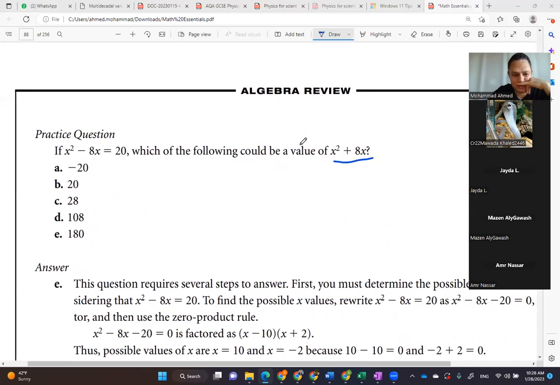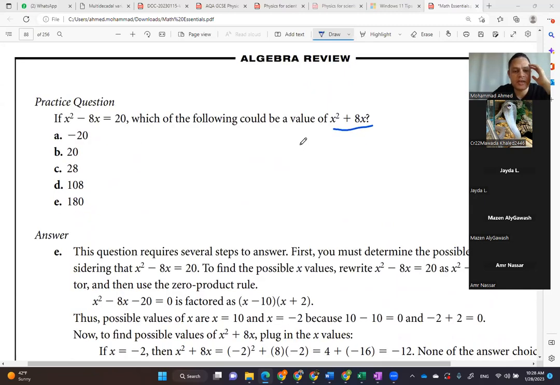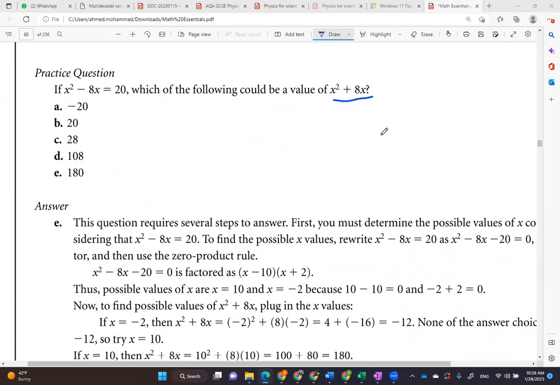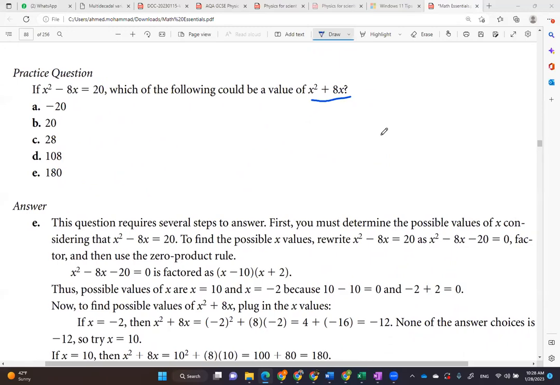Okay, so first of all, the question requires several steps to answer. First step, we need to find the possible value of x. We take this one and put it in standard form: x squared minus 8x minus 20 equal to 0. Then we find the two numbers that, when we multiply them together, give negative 20, and when we add them together, give negative 8: 10 and 2, right?